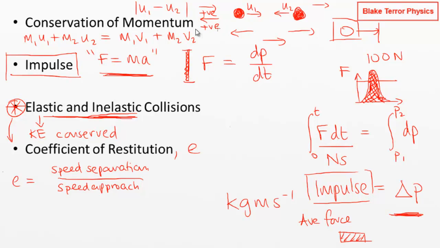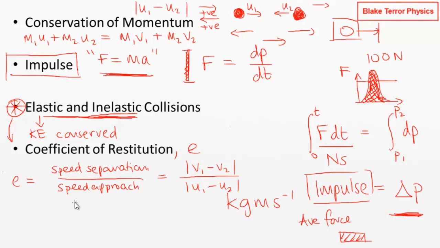So it doesn't matter which way we've set our positive direction. We just have to take the difference between the two velocities and then take the magnitude of that. And that's going to give us our speed of approach. Speed of separation, we're doing the same, but with V's. So we're saying we've got V1 minus V2 divided by U1 minus U2. And providing we've taken the magnitude of these, it doesn't matter. We could have V2 minus V1. Doesn't matter which way round they are, because we're just going to take the magnitude at the end. So that's our coefficient of restitution.